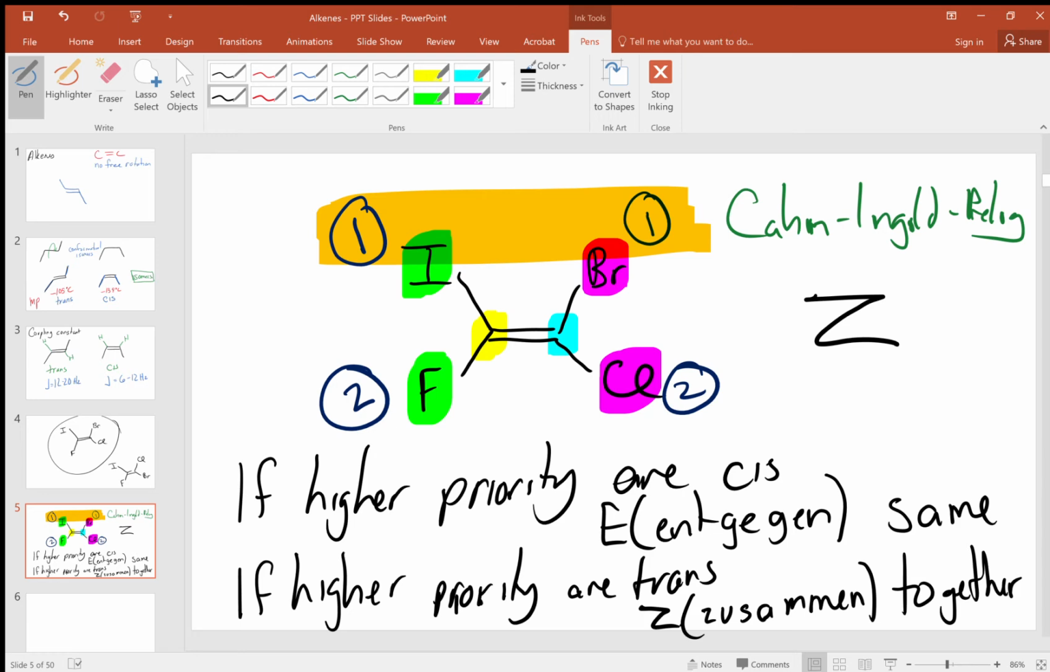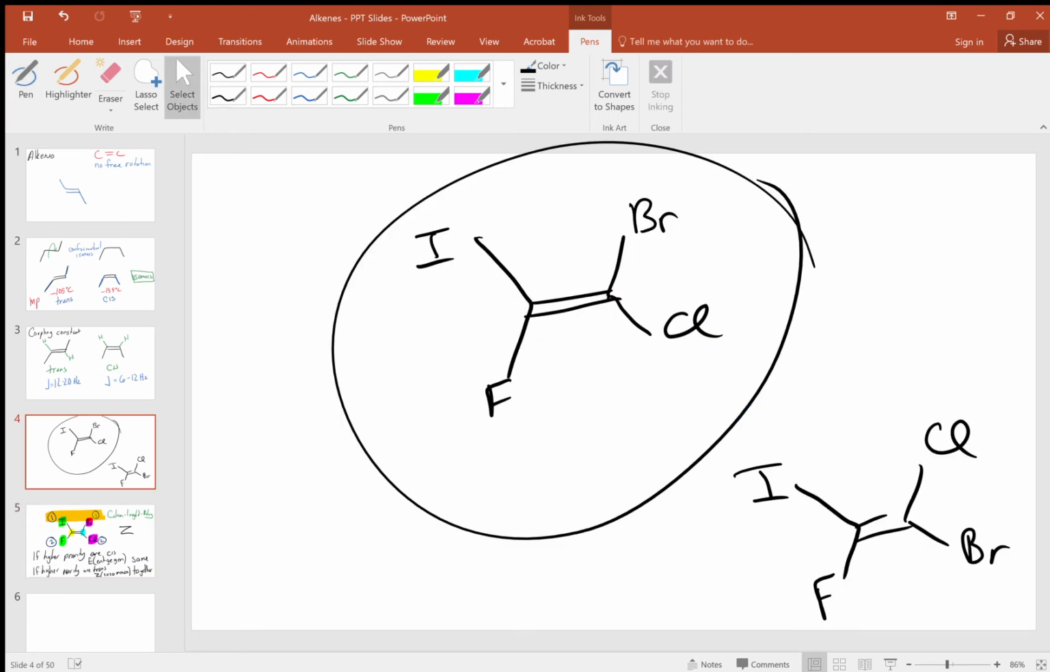What that means is that the other isomer of it, this one here, higher priority iodine and chlorine, are trans to each other, and that would mean that this was the E isomer. Alright, so that's our first piece of alkene nomenclature.